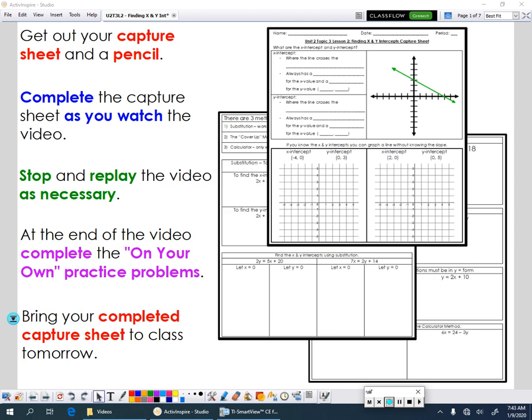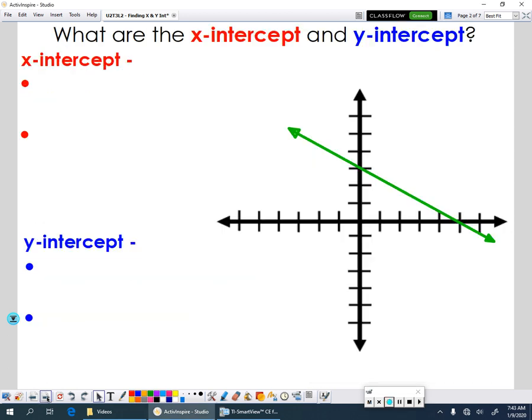Today we're going to find our x and y intercepts. So first of all, what are the x and the y intercepts? Your x-intercept is right here on your graph. It's where your line crosses your x-axis.